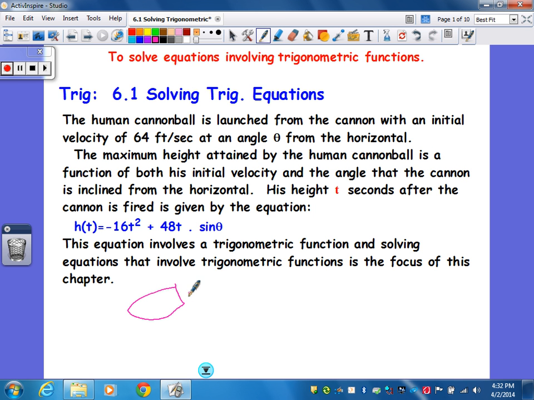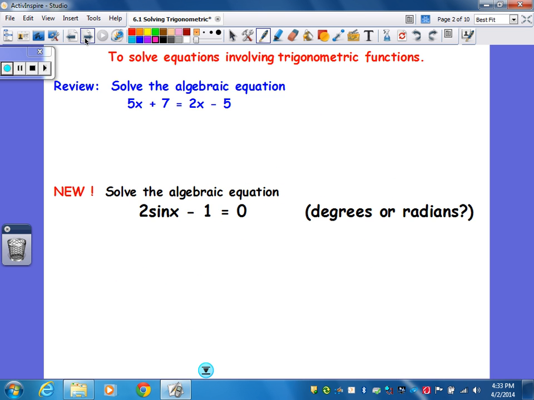Here's your cannon shooting a human cannonball. Here's Mr. K right here. And that's your velocity, and then there's your angle right there, theta. Well, that initial equation, where t is the time in seconds, is right here. So that's what we're going to be looking at today. This equation involves trigonometric functions and solving equations that involve those functions. Focus on this chapter, okay? So let's get moving, get you through this so you don't have to listen to me talk forever.